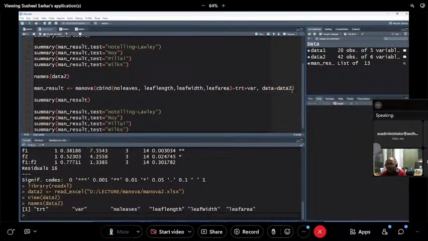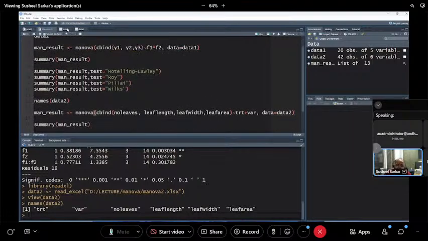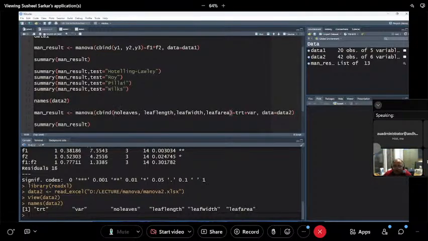Now for the second set, I have to make these changes. Earlier, my dependent variables were y1, y2, y3. Now my dependent variables are number of leaves, leaf length, leaf width, leaf area. My independent variables are treatment and variety. I have put my dependent variables here, and after each we need to put a comma separation. Are you with me on the same page?